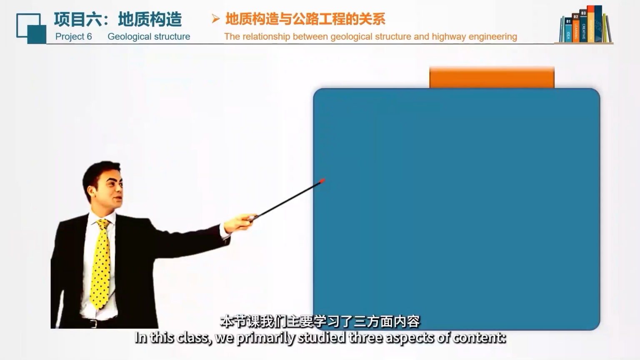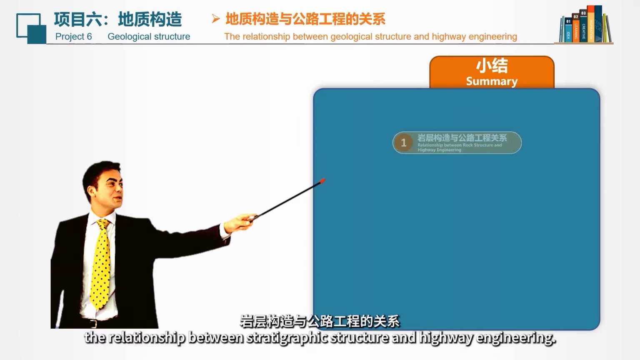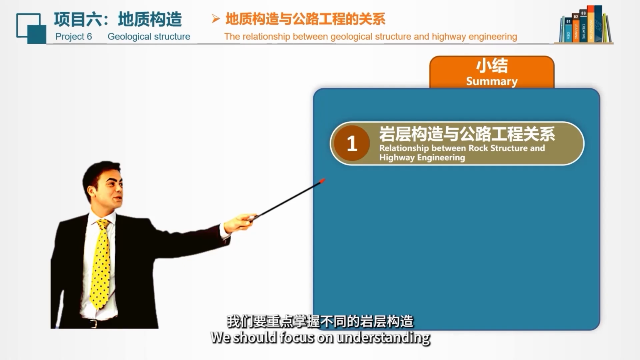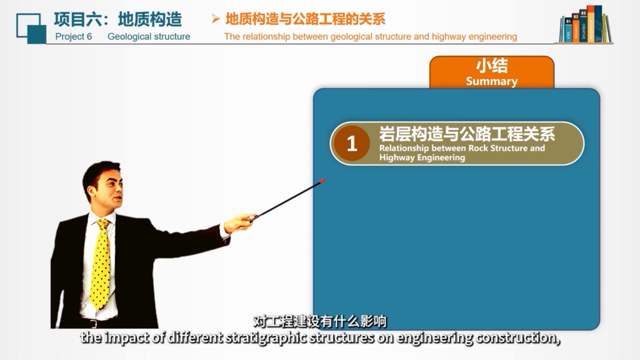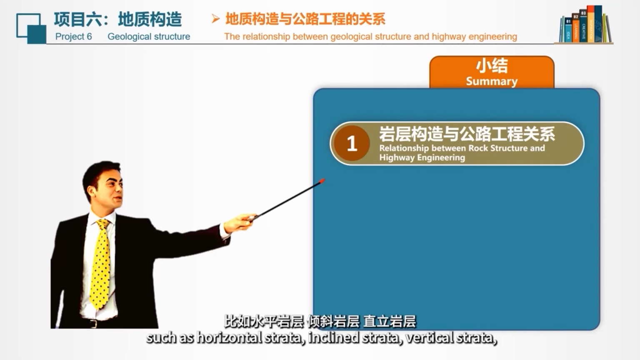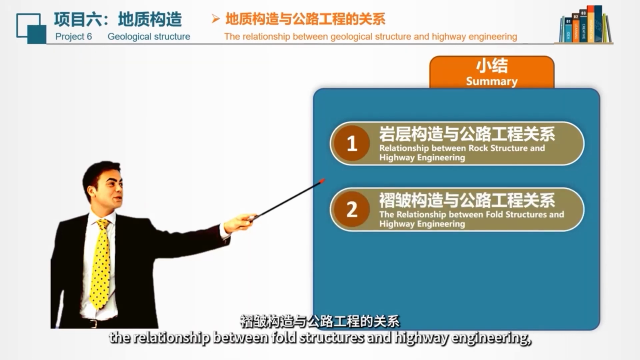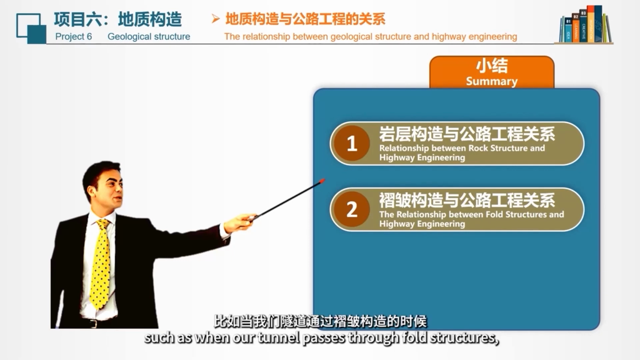In this class, we primarily studied three aspects of content. First, the relationship between stratigraphic structure and highway engineering. We should focus on understanding the impact of different stratigraphic structures on engineering construction, such as horizontal strata, inclined strata, vertical strata, which are beneficial to the stability of slopes, and which stratigraphic structures are detrimental to the stability of slopes.